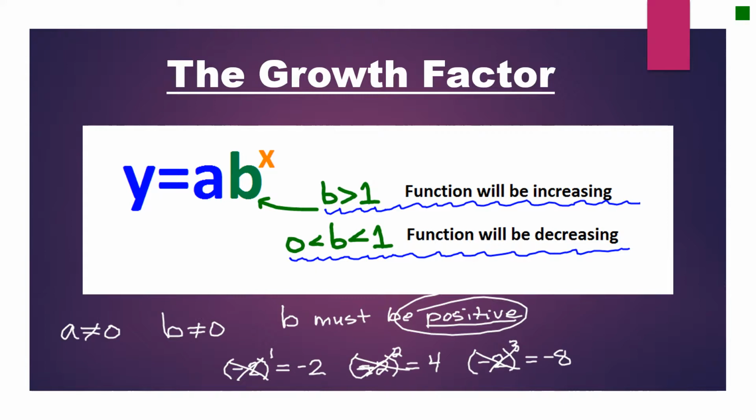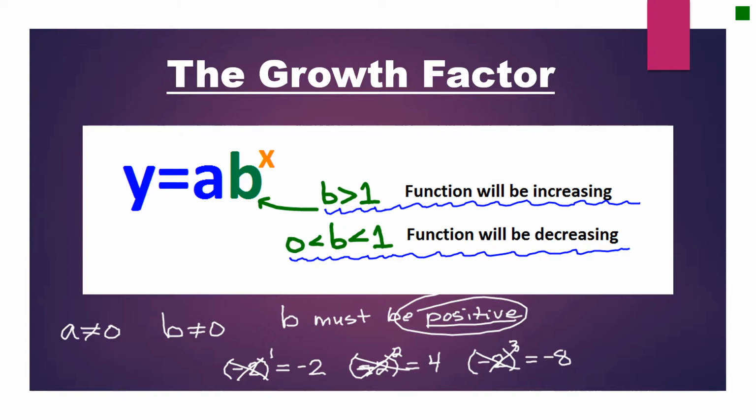Couple things to note is that the value of a can never be 0. Think about it. No matter what b or x was, if a was 0, I'm going to multiply all this stuff by 0 and get nothing. So that won't be an exponential function. By the same token, b can't be 0 either. If b was 0, then 0 to any power is 0. And no matter what a was, I'd still have nothing. So that won't work. And the last thing to keep in mind is that b must be positive.